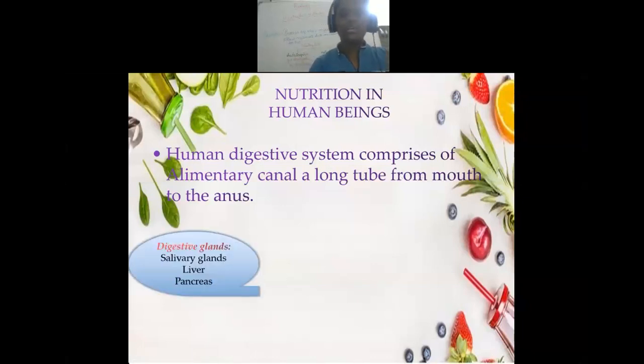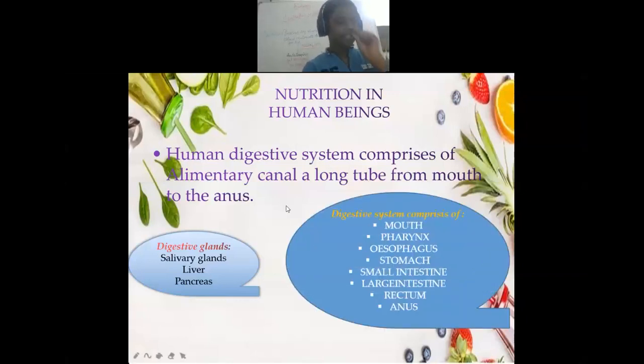Now, the organs in our human body we have divided into digestive glands and organs. The digestive glands are the salivary gland, liver, and pancreas, and the largest gland in our human body is the liver. The organs of the digestive system of humans are the mouth, pharynx, esophagus, stomach, small intestine, large intestine, rectum, and anus.